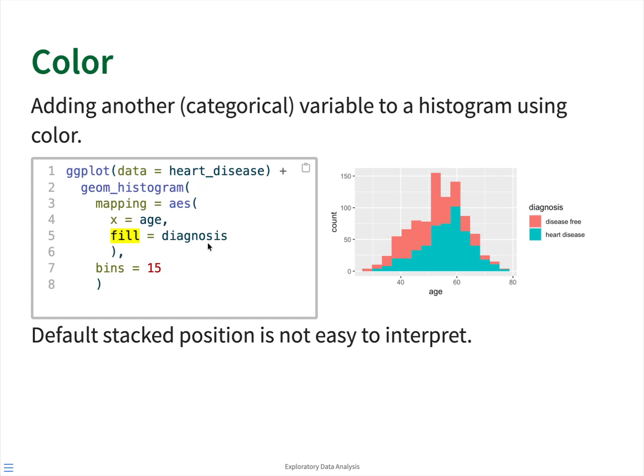One thing to note is that because this is an aesthetic mapping, it does have to go inside the aesthetic function as a second argument after x. Unfortunately, the default style of a colored histogram is not super easy to interpret. The reason for this is that each color of bin will be stacked on the bins below it. So in other words, these red bins are stacked on top of the blue bins. The bottom of the red bin starts at the top of the blue bin.